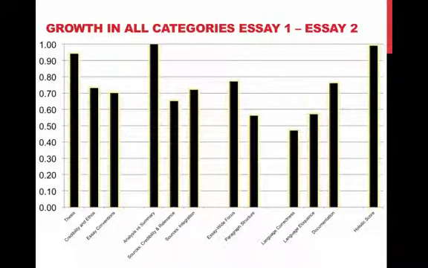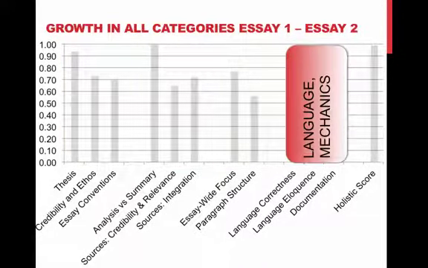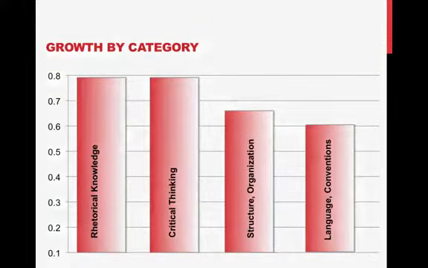Now let's consider this data by primary category of rhetorical knowledge, critical thinking, structure, organization, and language and mechanics. These are the overall gains we saw in each of those larger categories.